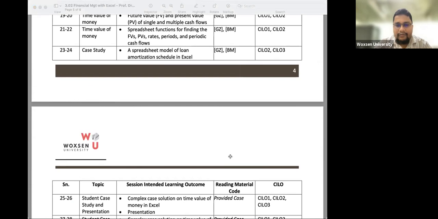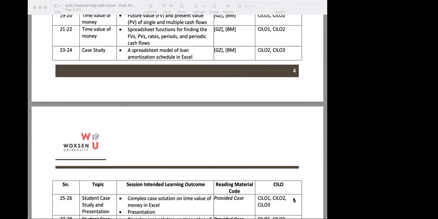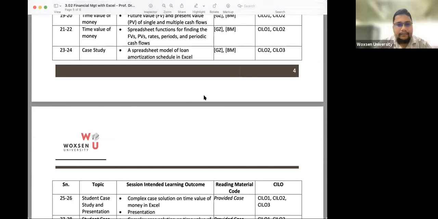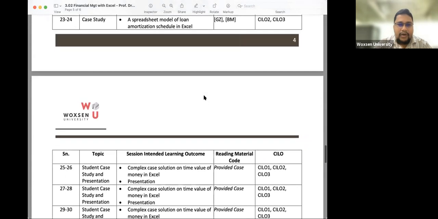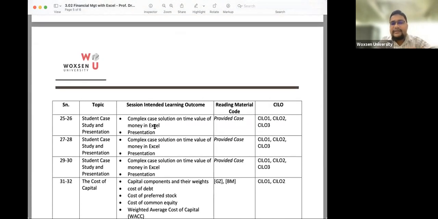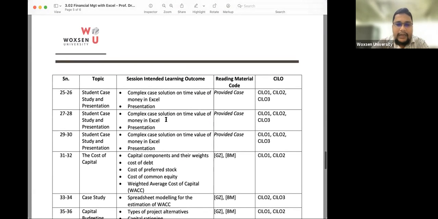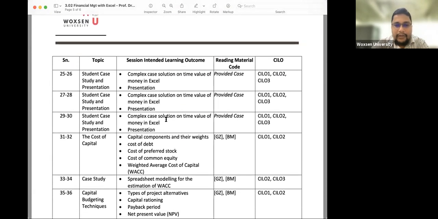So I'm going to review that as well. Loan amortization schedule. Yes, sir. Yeah, we have done that. So what's next? Next is an assessment. That means you have to solve the case, and I'm going to ask you random questions to show it during the class. So the case solution on time value of money in Excel is going to happen in the next class.